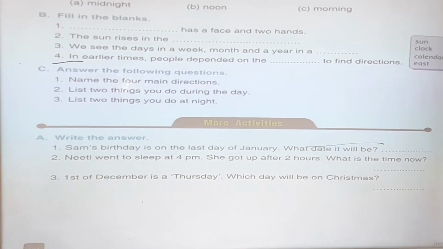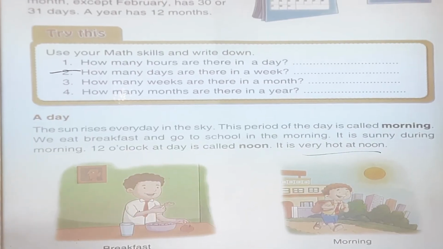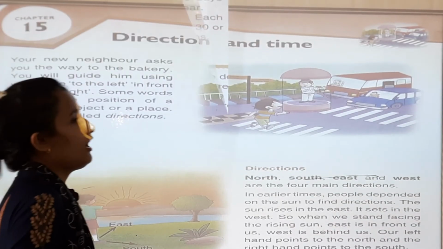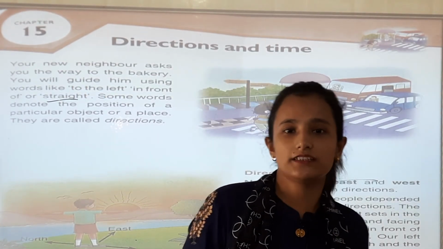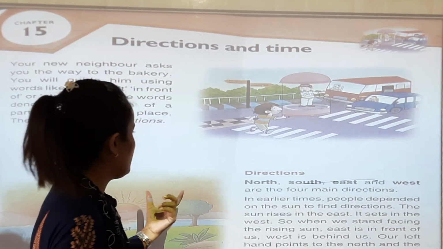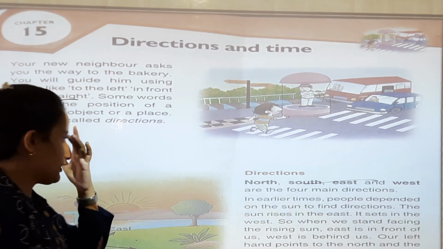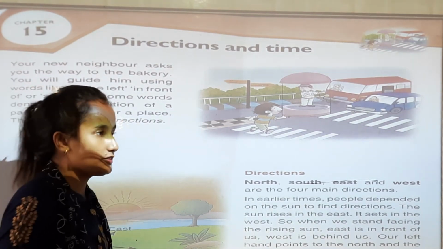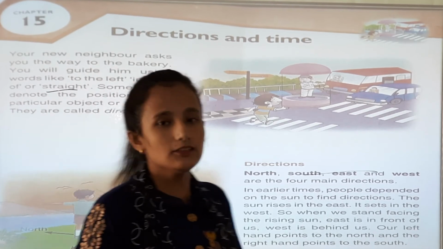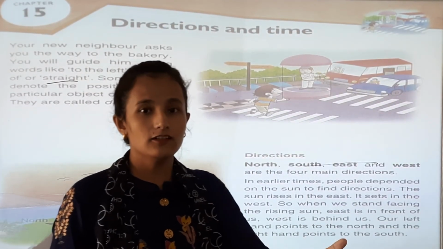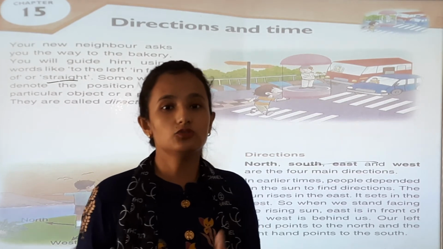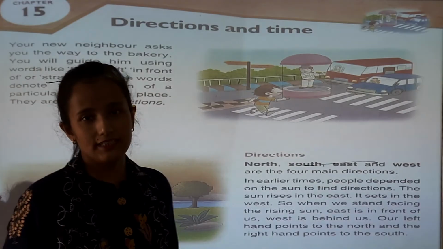Okay, so we have finished the chapter direction and time. How you can direct your friend, how you can direct your relatives with the help of these directions like north, south, east and west. Whenever you are guiding someone, you will say, ma'am, you can go left side or right side. First of all, you have to know by yourself.